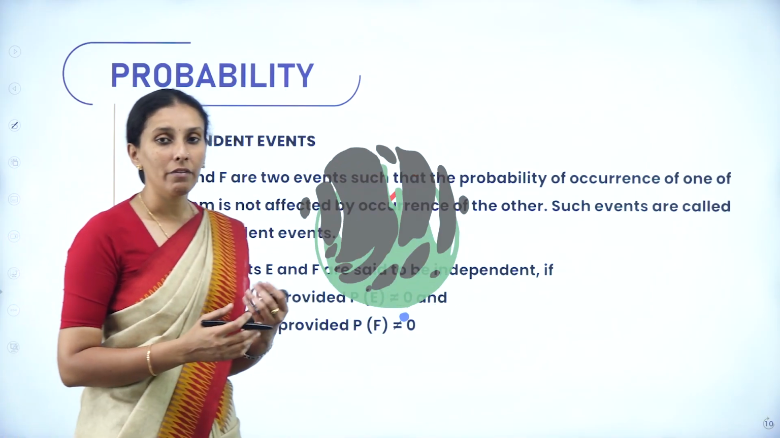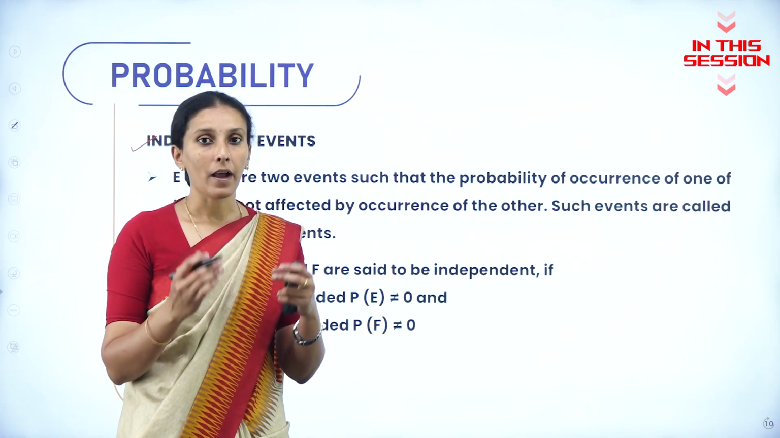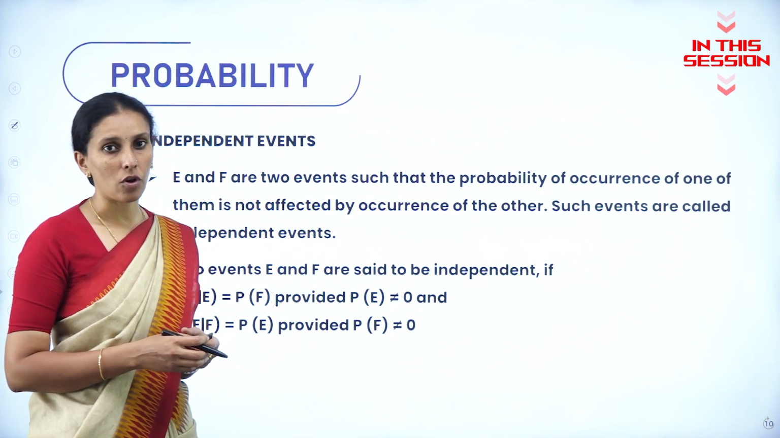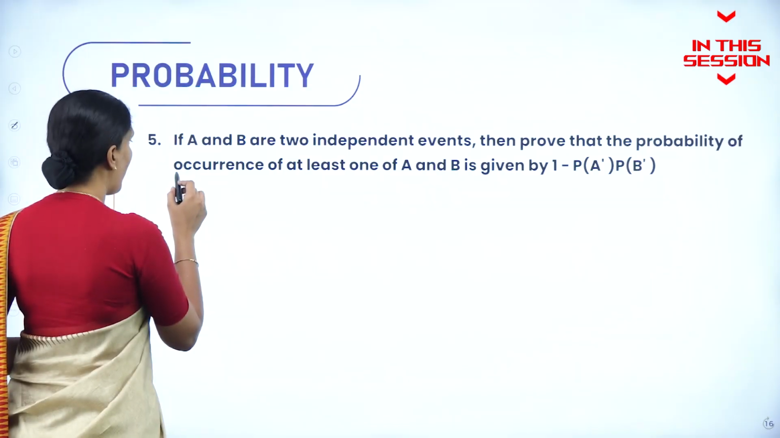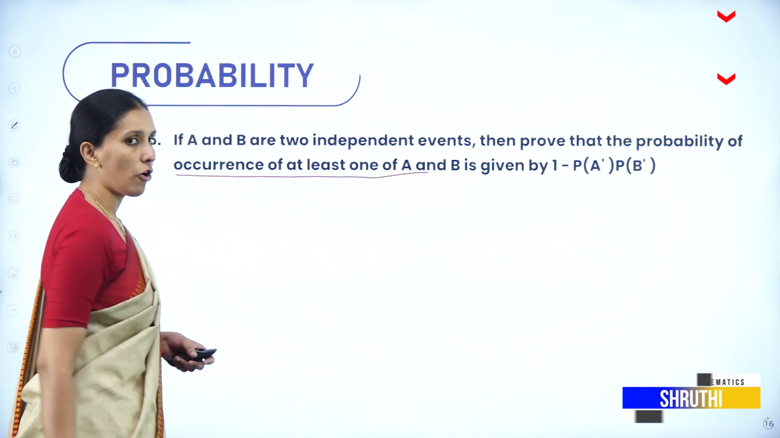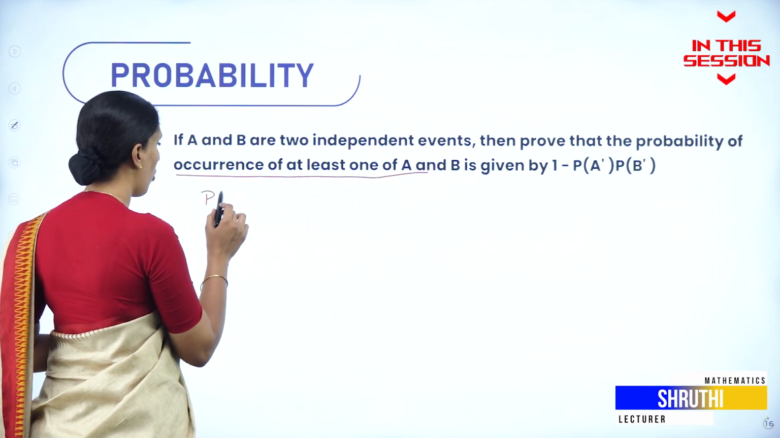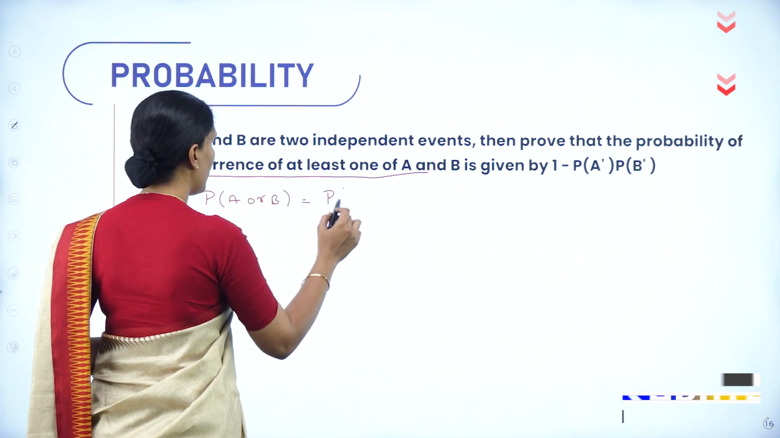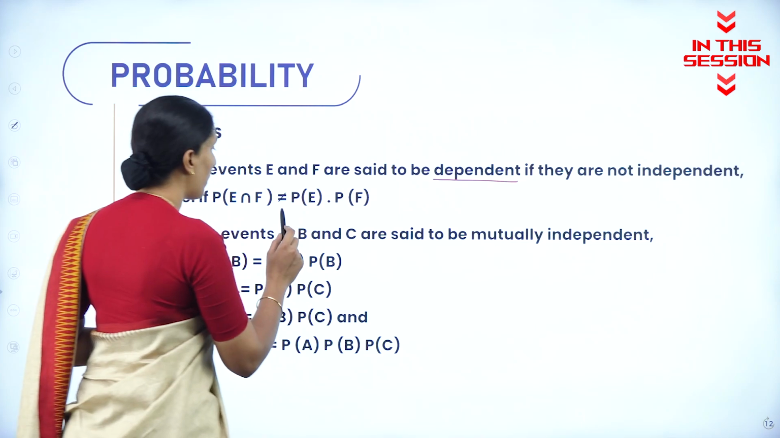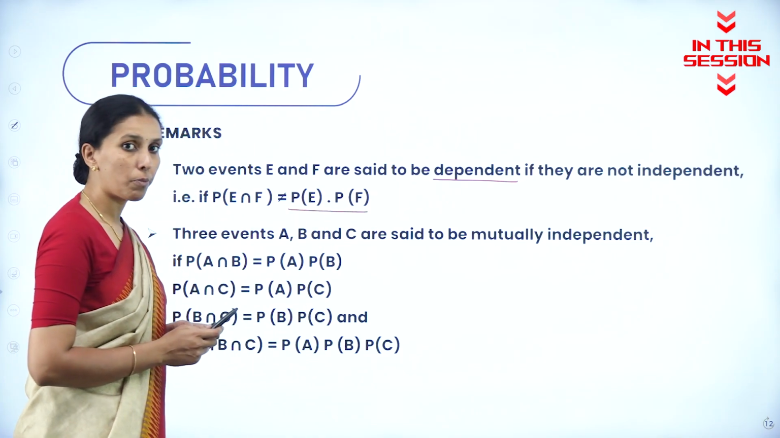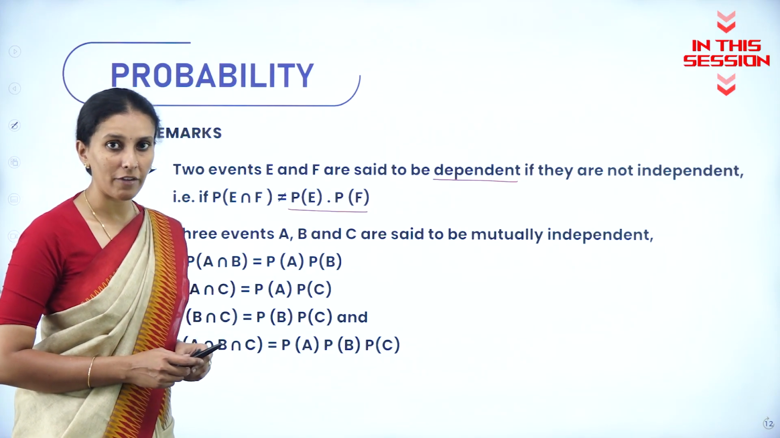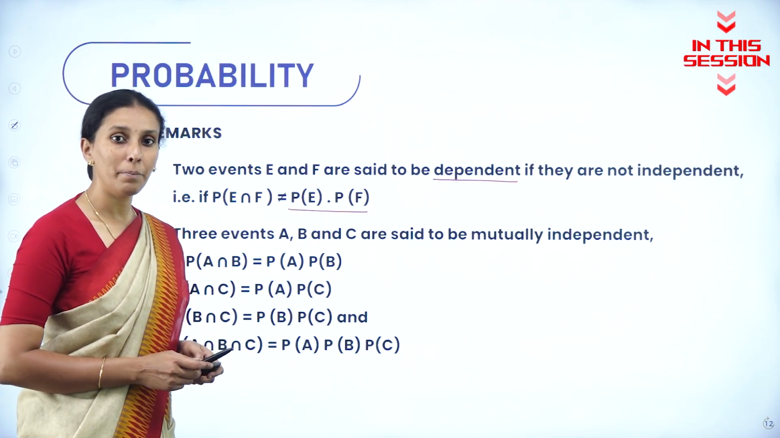When two events occur simultaneously, the occurrence of one event will not disturb the other. Such events are called independent events. Probability of occurrence of at least one of A and B means it is P of A or B, which is nothing but probability of A union B. If the product of their respective probabilities is not equal to probability of E intersection F, then we say that they are dependent events.